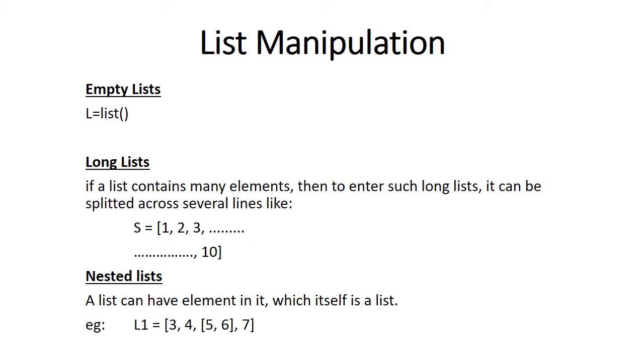Long list. If a list contains many elements, then to enter such a long list, it can be split across several lines. An example is given below. S is equal to 1, 2, 3, etc., and it concludes only in the next line. You can see that etc., comma 10. Nested list. That means a list inside another list. A list can have an element in it which itself is a list. Example, L1 is equal to 3, 4, 5, 6, 7. In that, 5, 6 itself is a list.